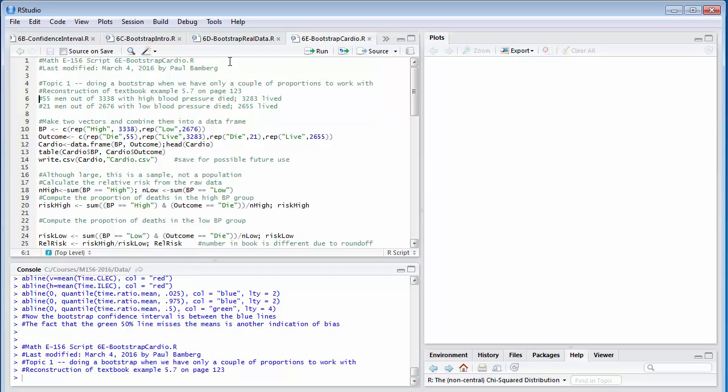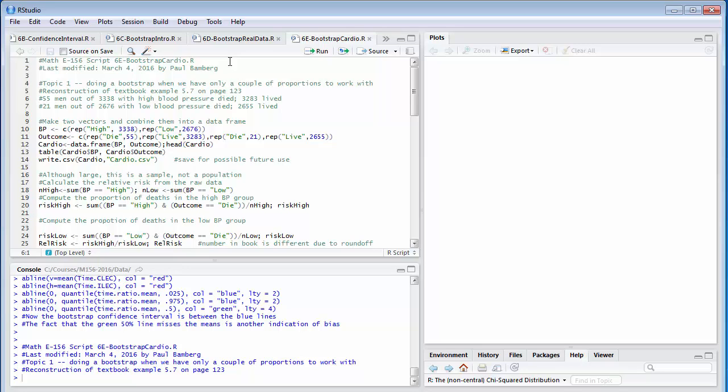Here's the scenario. We have only a very small amount of information. Namely, out of 3,338 men with high blood pressure, 55 of them died over some period of time, and the rest lived. And out of 2,676 men with low blood pressure, only 21 of them died. And the question is this: is the so-called relative risk significant?